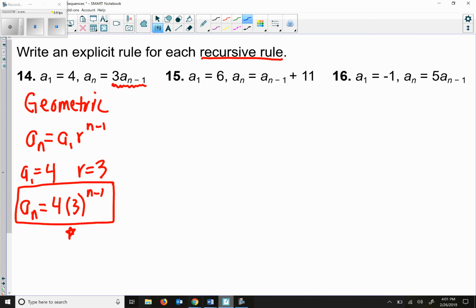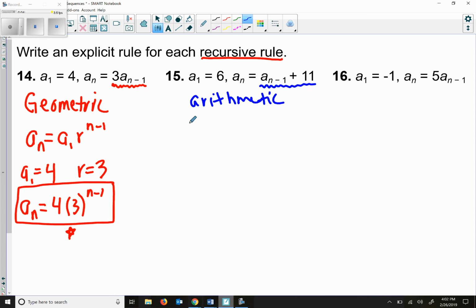So now, with number 15, again, looking at this piece right here, we have to figure out what type of rule we're dealing with, or what type of function we're dealing with. And you see that a sub n equals a sub n minus 1 plus 11, which means that we're dealing with an arithmetic. Sorry, I know my handwriting isn't great on this. Like I said, I'm still getting used to this. We're dealing with an arithmetic.